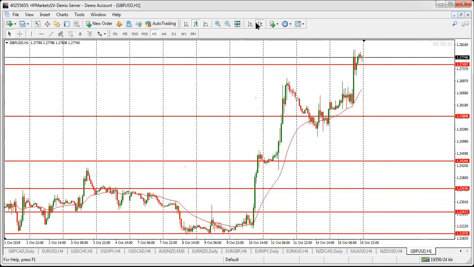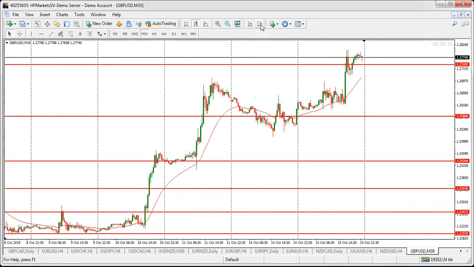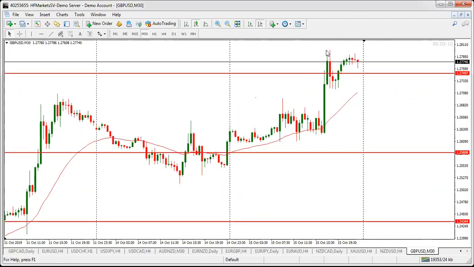So it's easier since you have a bias, you already feel where the market is going. You're just looking for the right time to enter the trade. So I can go as low as 30 minutes or 15 minutes to see what I'm talking about. Now look at this.